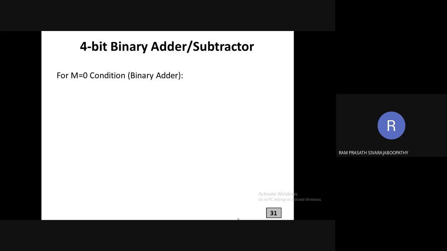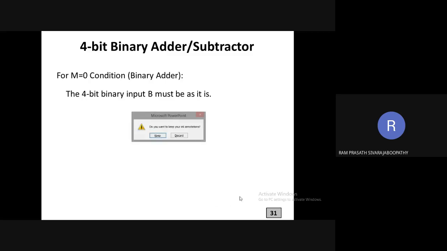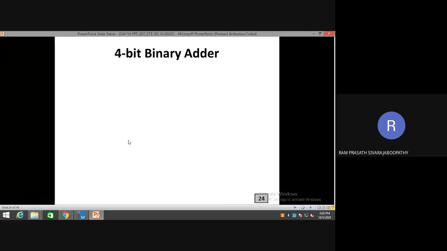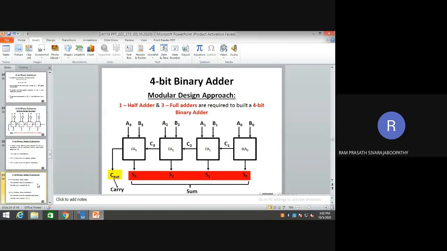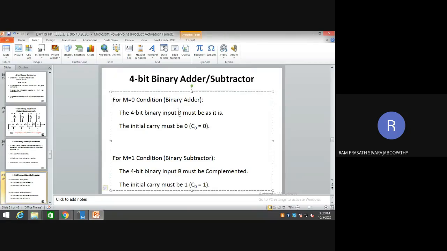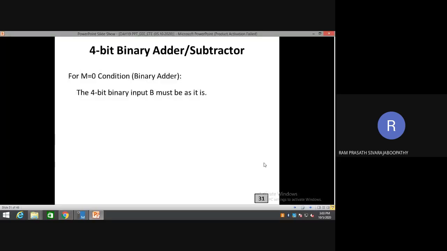What must a binary adder do? You have two inputs for each full adder. One we called A and the other we called B. Correct? Fine. The 4-bit binary number input. Sorry, here it is A. Sorry, here I made one mistake. Slide number 31. Correct only. Okay, correct only. The 4-bit binary input B must be as it is. What must we not do to B? For a binary adder, B must not be complemented. The input B must be as it is.